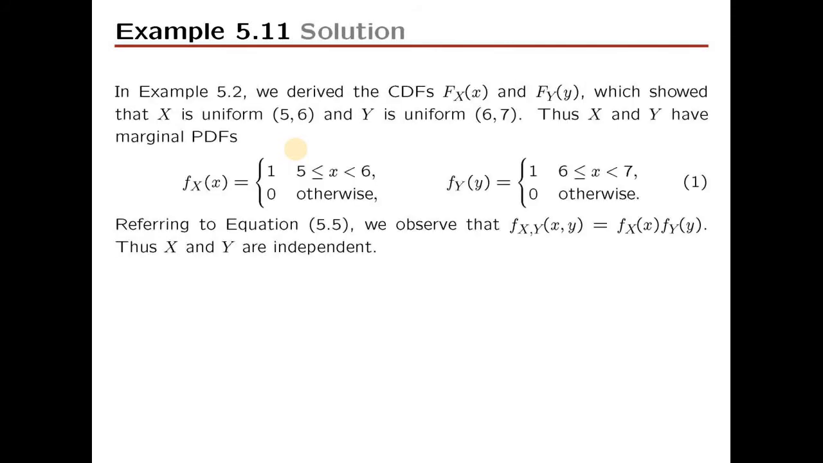Now we have an example here. x is given to us, this is y, so these are actually the marginal PDFs given to us. For the joint PDF we have to multiply these, and we know from the previous example, equation 5.2, that the joint PDF is equal to 1 when x is between 5 and 6, and y is between 6 and 7. So when we do the multiplication, we easily see that they are equivalent, and so x and y are independent.